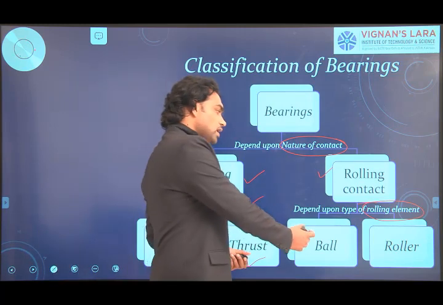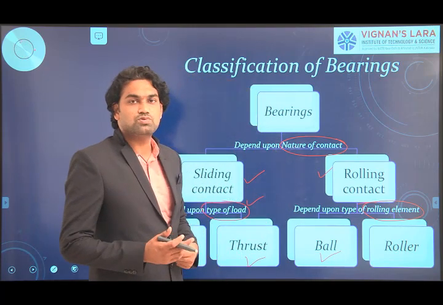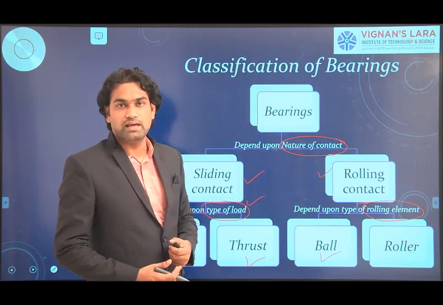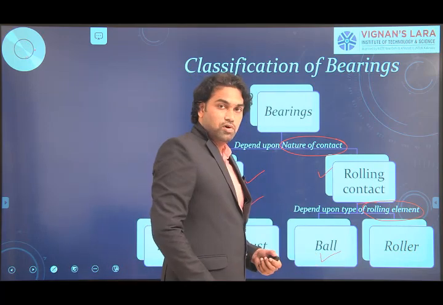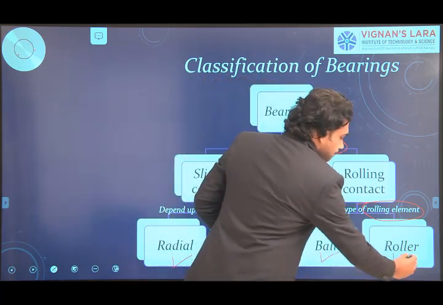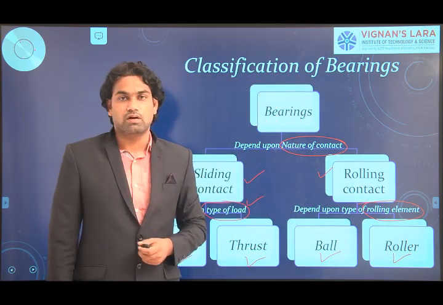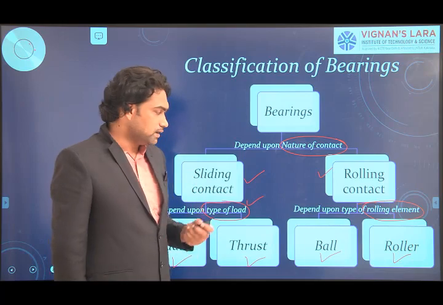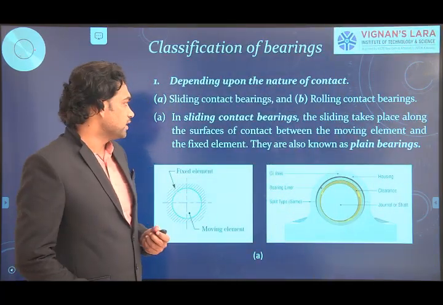And coming to the roller types, if balls are introduced between the two surfaces to obtain the rolling motion, we call them ball bearings. If rollers are provided between the two surfaces, we call them roller bearings. Clear? Let us move on to the bearing classification. We can continue with the bearing classification.